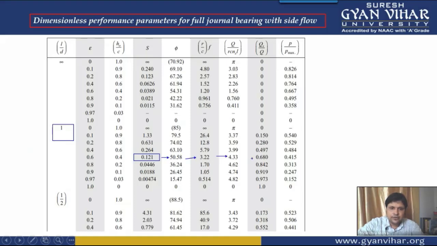Therefore, I was using these values, 3.22, 4.33. These were the values of RC by S, Q upon RC, NS into L, and H naught by C. This is the H naught by C value which we have seen. By now I hope this is understood.